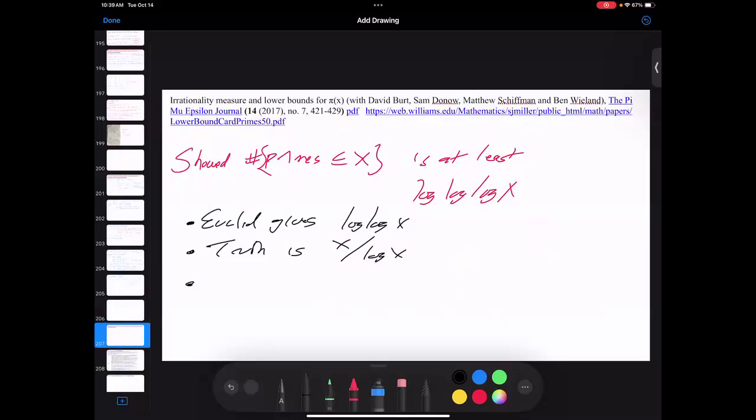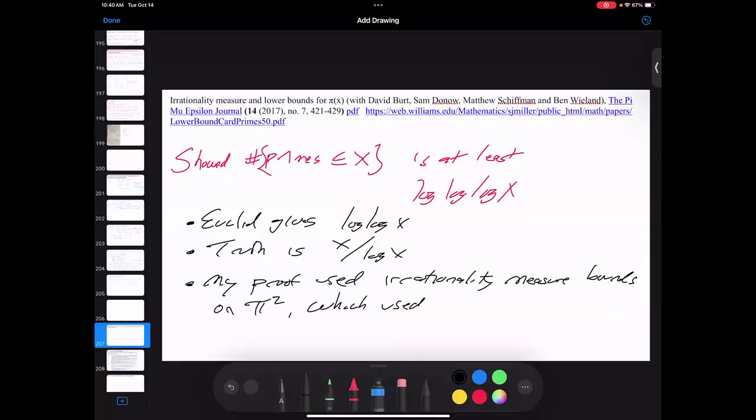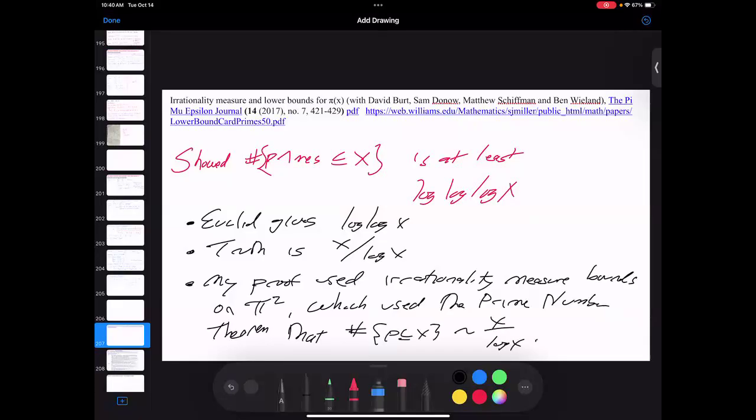And my proof used a rationality measure, bounds on pi squared, which used the prime number theorem, that the number of primes less than or equal to x is about x over log x. So by assuming that the number of primes up to x is about x over log x, I was able to show that there's at least log x primes.